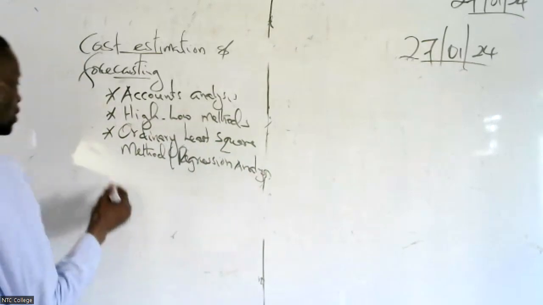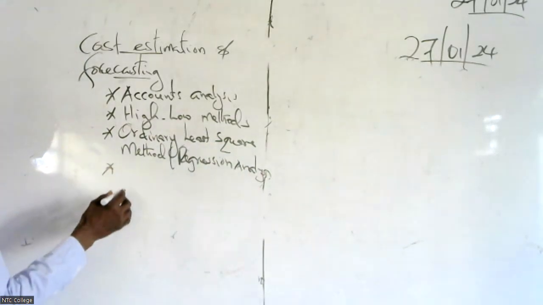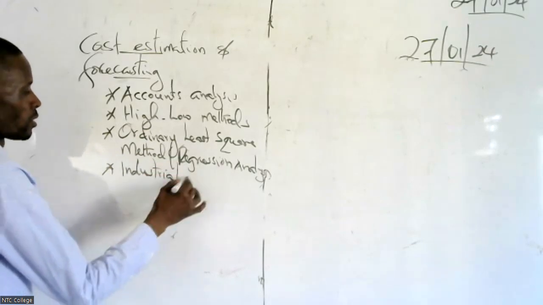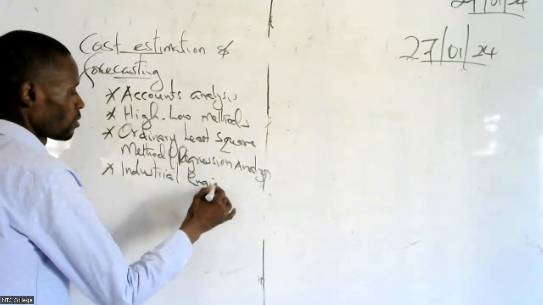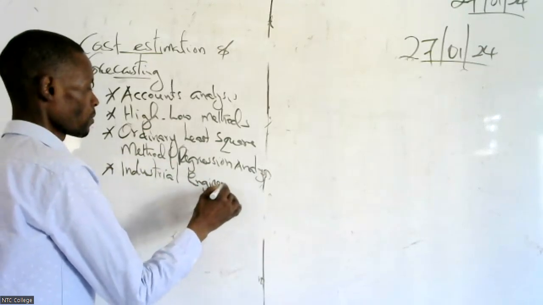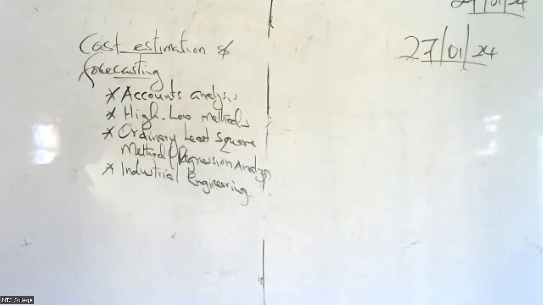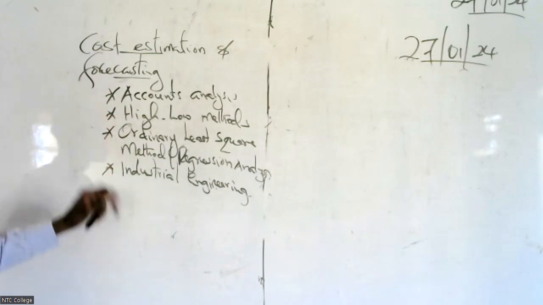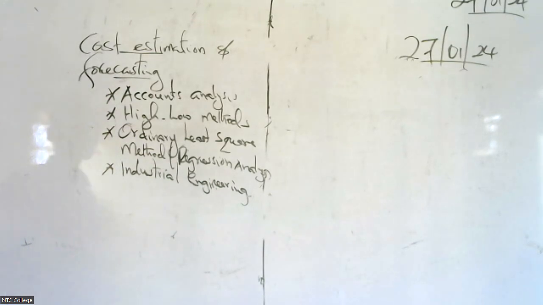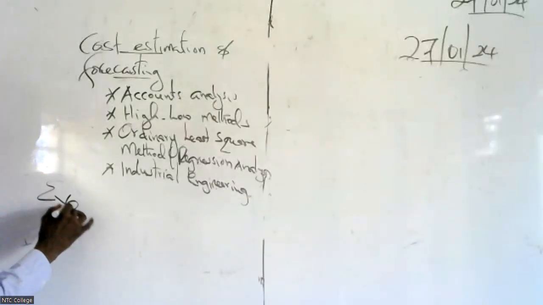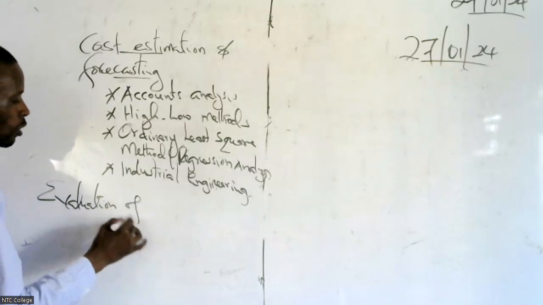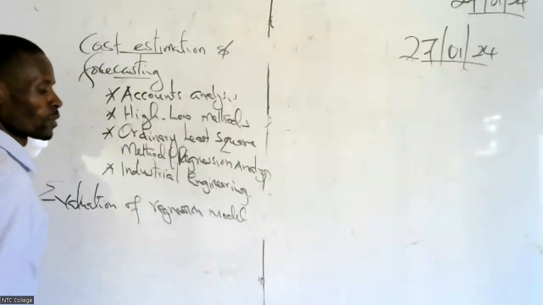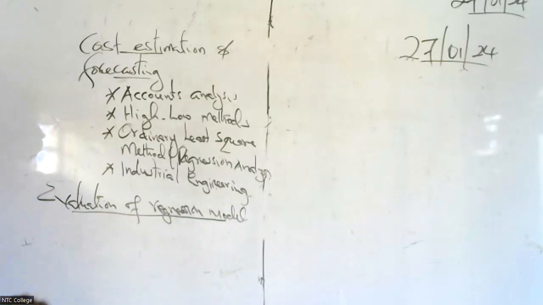We also have another one called industrial engineering. This does not have any computation, it's just explanation. The ones that have computations are accounts analysis, high-low, and the least square method. At that point, we'll look at the evaluation of the regression model.